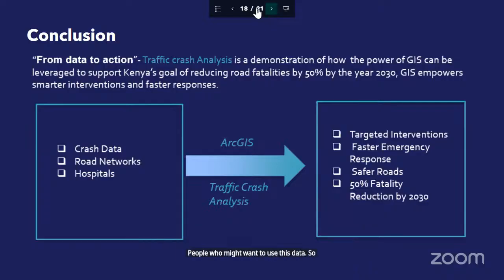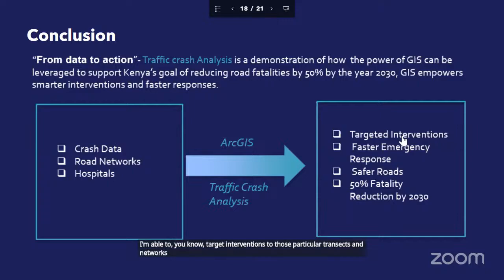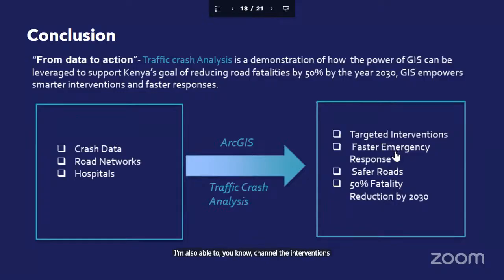So, I had just crash data, road network, hospitals. And now with the traffic crash analysis solution powered by ArcGIS, I'm able to target interventions to those particular transects and networks. I'm able to target interventions in terms of the health facilities. I'm also able to channel the interventions in the accident hospital areas and also limit the response time.